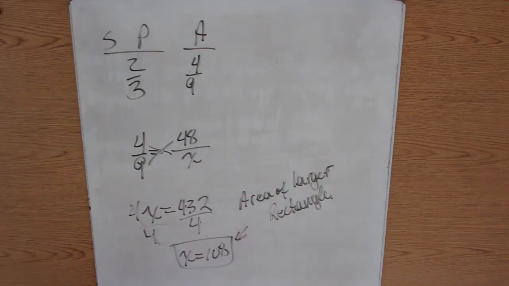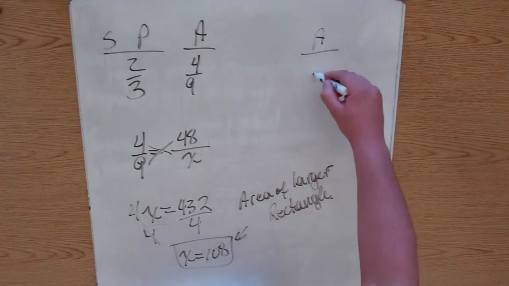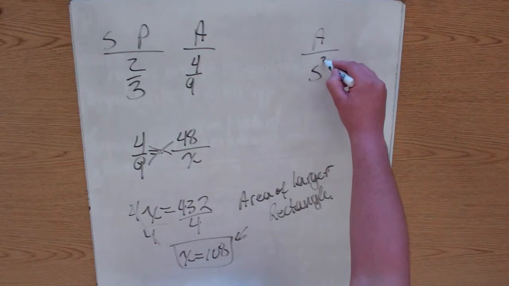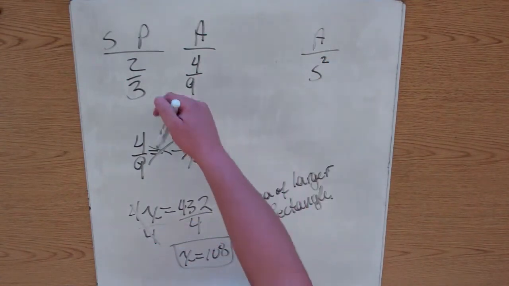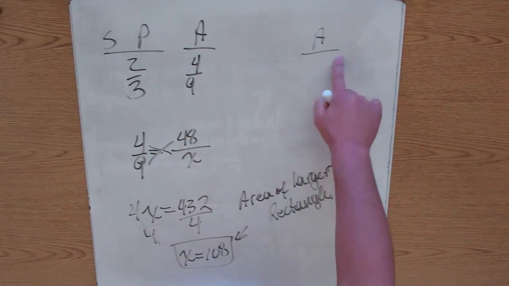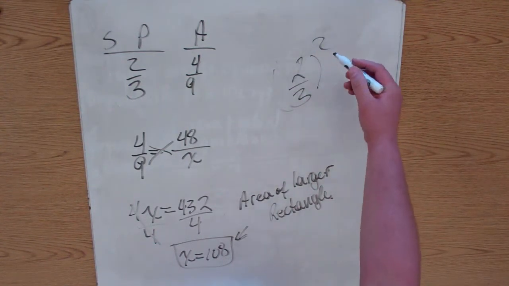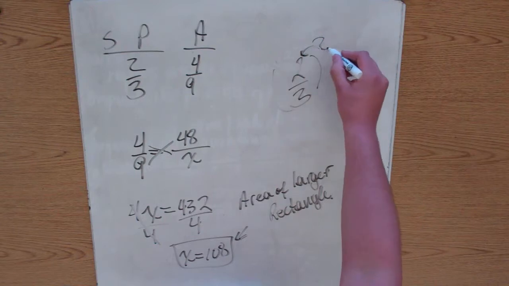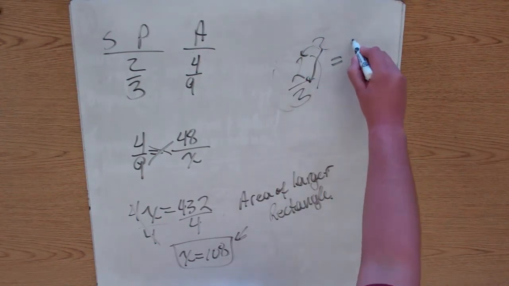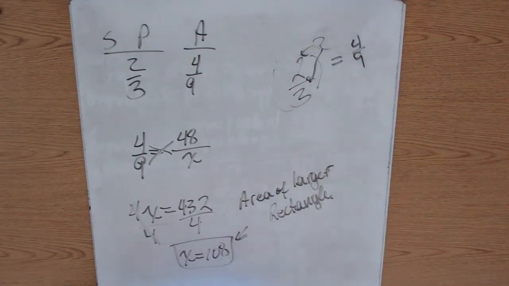Alright, because remember, your area ratio is simply your side ratio or your perimeter ratio squared. So all I did was take 2/3. I took 2/3 and I squared it. And remember, when you square a fraction, you have to square the top and the bottom individually. So that would be 4 over 9.